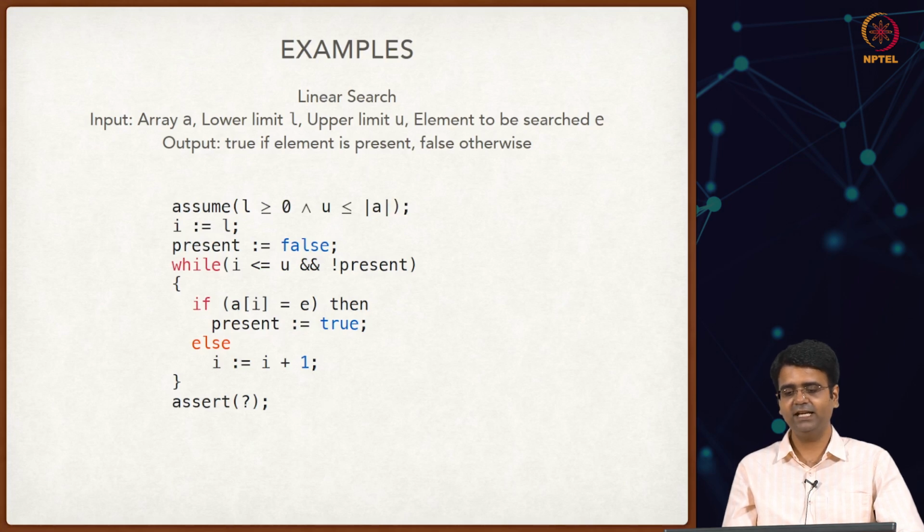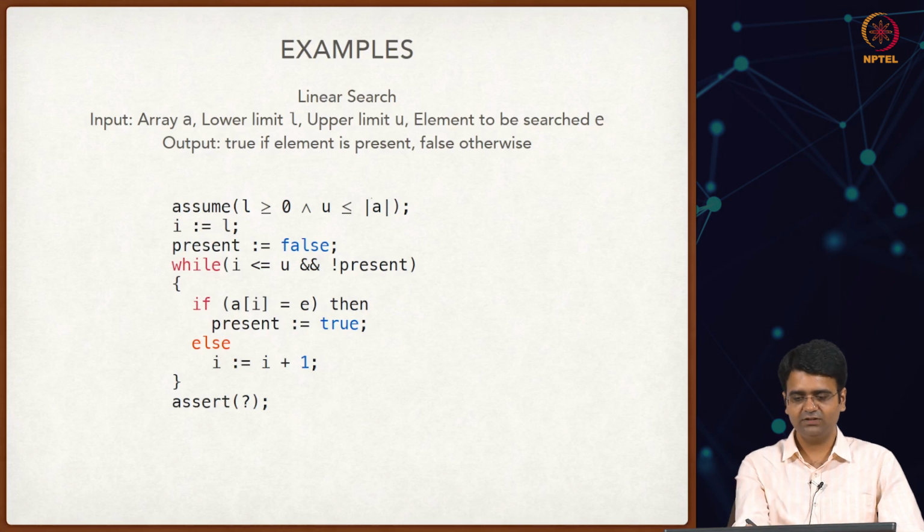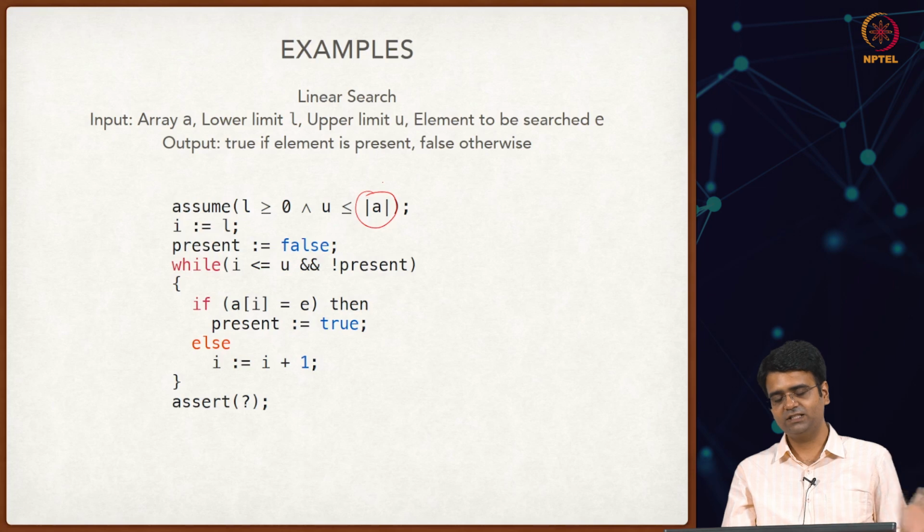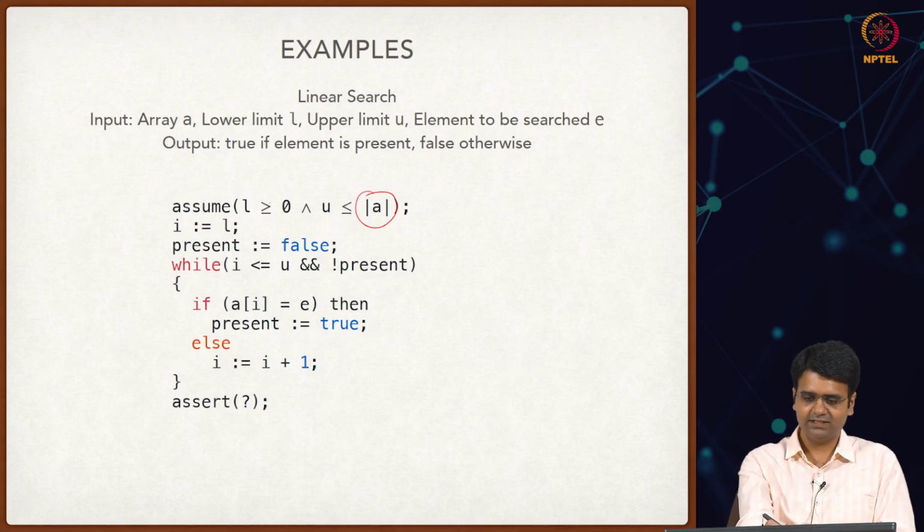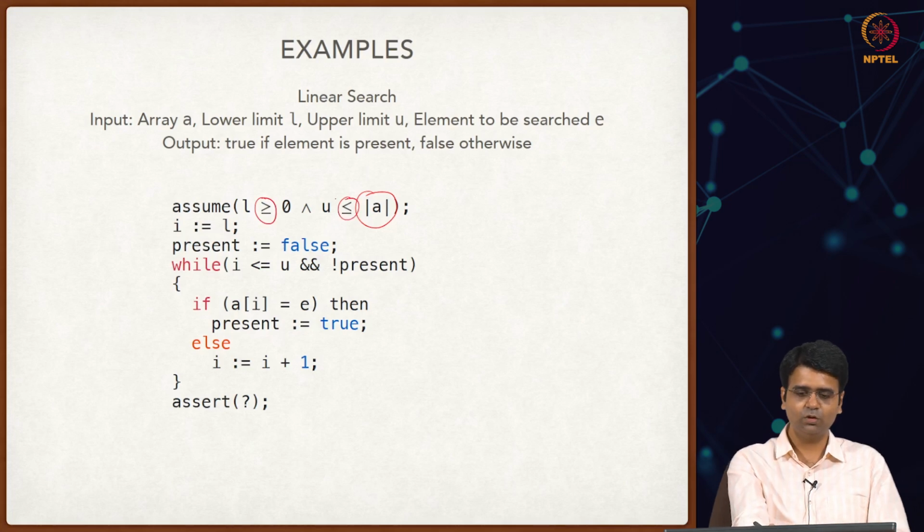So here is what the precondition can look like. We want to say that L and U have to be within the bounds of the array. So you can say L has to be greater than or equal to 0 and U has to be less than or equal to mod A. Here mod A you can assume to be some constant, which is supposed to denote the size of the array A. And again, this is using less than or equal to and greater than or equal to symbols, which are both in the theory of integers.